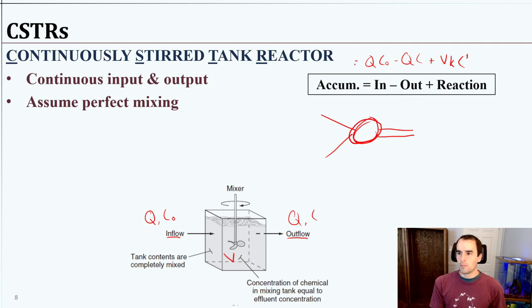Most of the time, we're going to assume this accumulation is zero. So that would be a steady state for these continuous systems. If it's not, or even if it is, we can still write it this way. This would be the accumulation in the system, within that volume, the accumulation of the concentration over time.